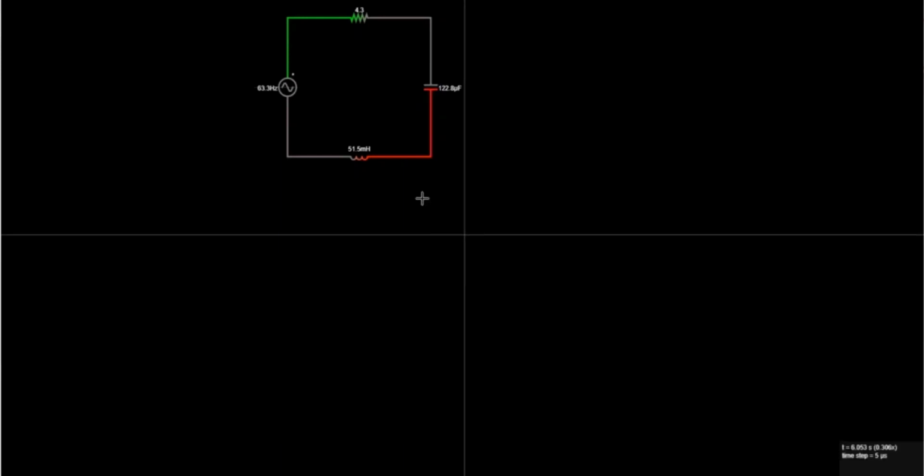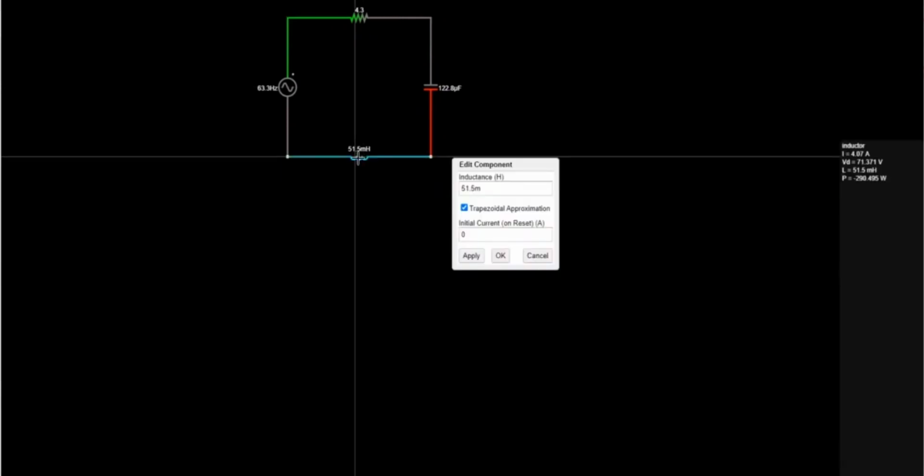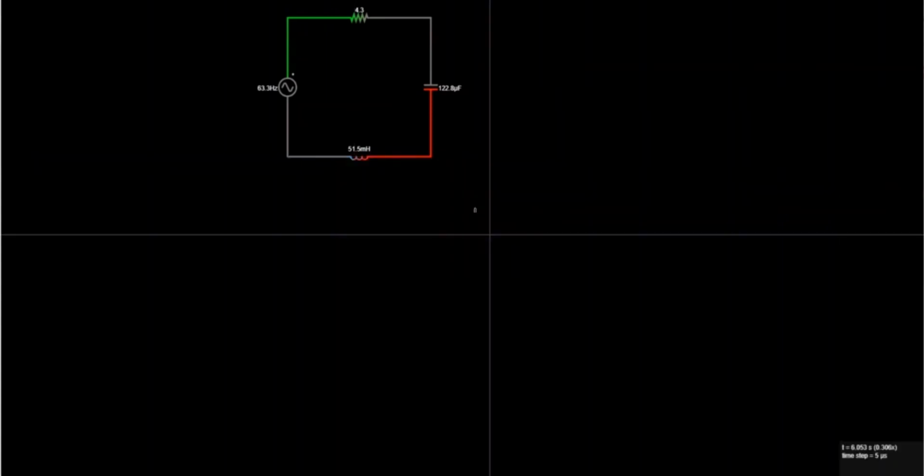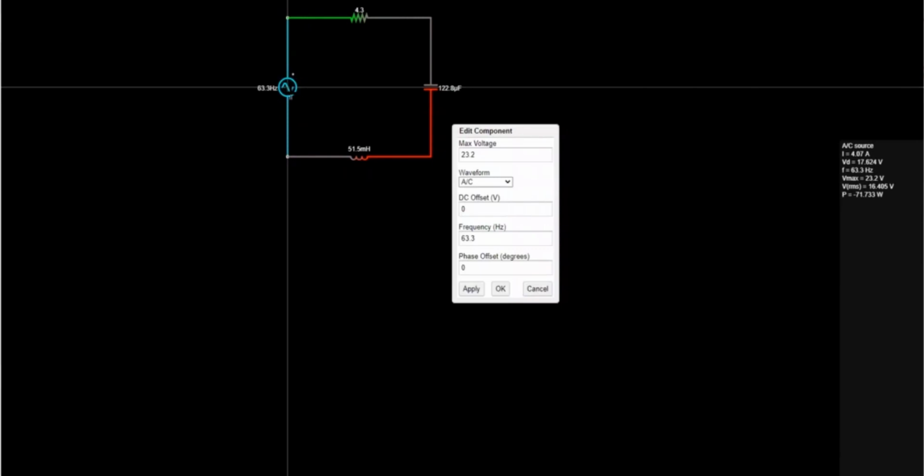Then you can say, okay, my inductor was 51.5 m, which stands for 51.5 millihenry, which means 0.0515 Henry. Last but not least, the EMF. This EMF is producing a peak voltage of 23.2 volts. And they gave us the frequency, even though I recalculated it needlessly, they gave us a frequency of 63.3 hertz. So those are all the settings for the EMF, the R, the C, the L.